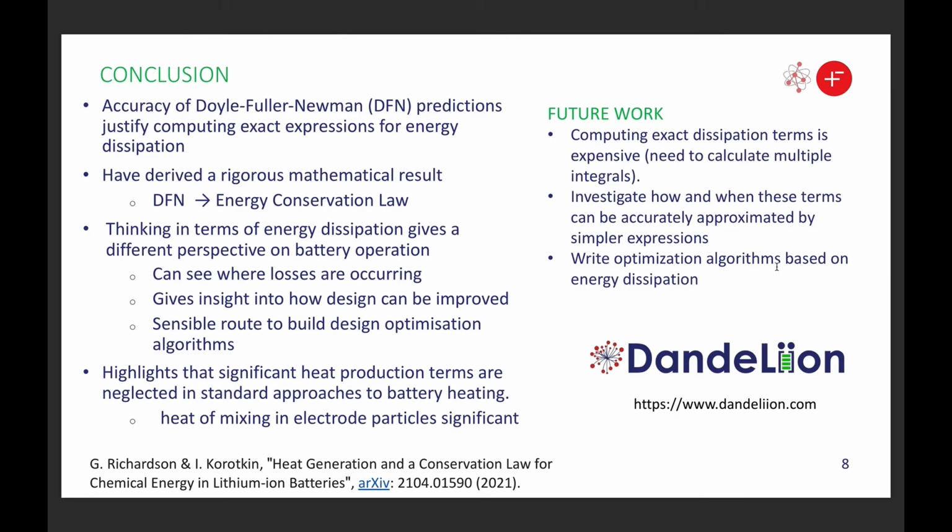So in conclusion, the accuracy of the Doyle-Fuller-Newman model predictions justify computing exact expressions for energy dissipation, and we've derived a mathematically rigorous result which shows that if you have the Doyle-Fuller-Newman equations, they imply this energy conservation law. And I think this is a helpful way of thinking about how batteries operate, to think in terms of where the energy dissipation occurs, because it allows you to see where losses are occurring, and then it gives insight into how you can improve the design of the battery.